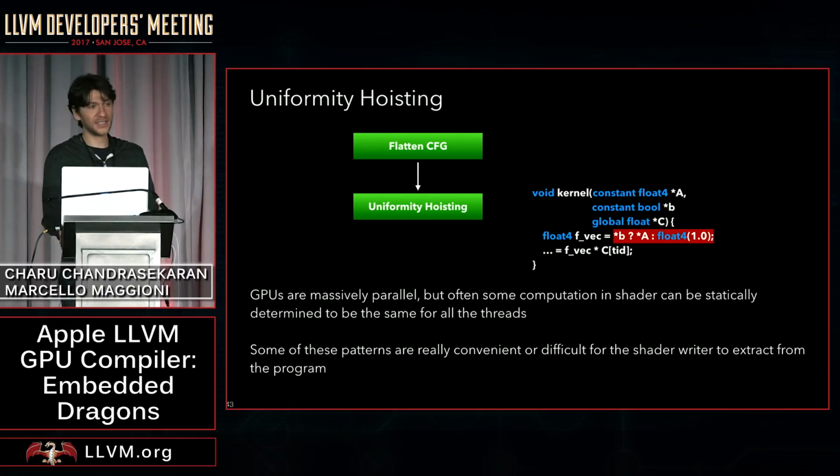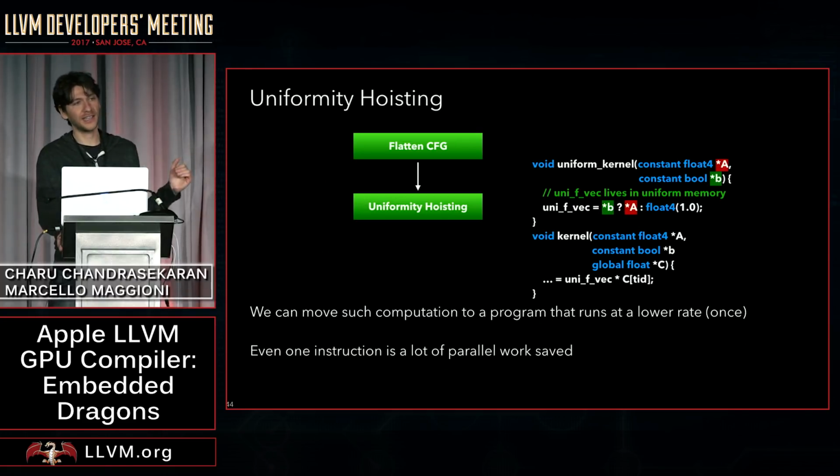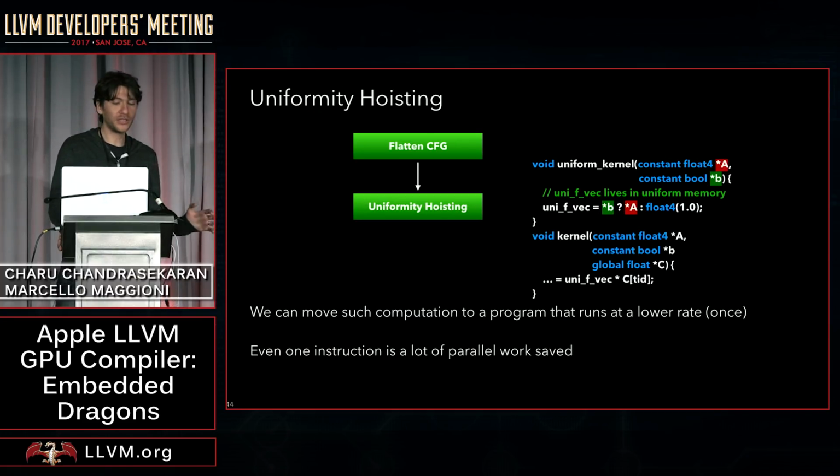So what we do is we detect these patterns, like the one highlighted in red, where basically the initialization of the variable fvec is the same for every thread, because it's dependent only on constant things. And we transform it like this, where we hoist it into a separate kernel, where we do the computation. We store the result into this very fast memory that is often called uniform memory. It is very fast to access inside the main thread. And essentially this kernel runs only once, ideally, or at a lower rate.